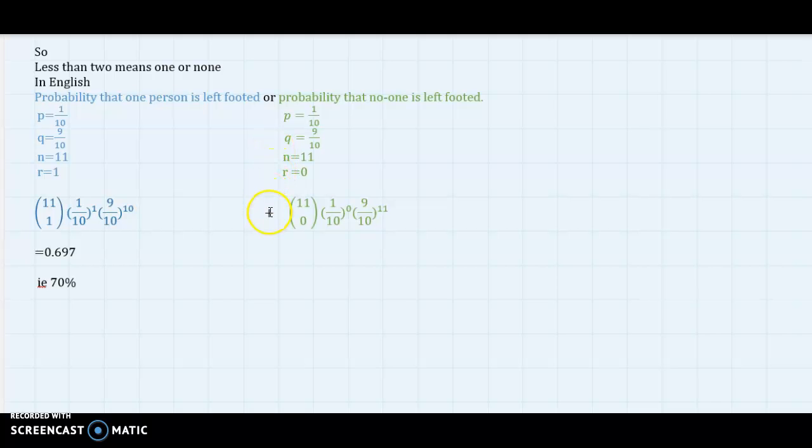Or translates to plus, and then the probability here, P is still 1 over 10, and Q is still 9 over 10, N is still 11, but this time our R is 0. So that becomes 11 choose 0 times 1 over 10 to the power of 0 times 9 over 10 to the power of 11. You can put that all into the calculator exactly as it's written. Just be careful about putting it in correctly. And you will get 0.697 as your answer. If you want to change that to a percentage, that's 69.7% or 70%.